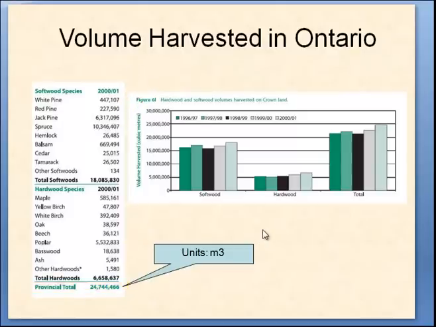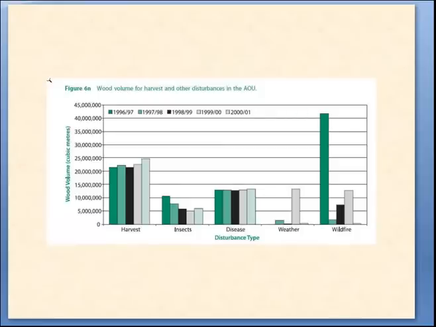Okay, so let's dive into, we got one more graph. This graph again illustrates how much wood, each different color represents a different year, and you can see the amount of harvest. This is the amount of wood that's harvested. This is the amount that has been eaten by insects over the same number of years, disease, weather, and wildfire.